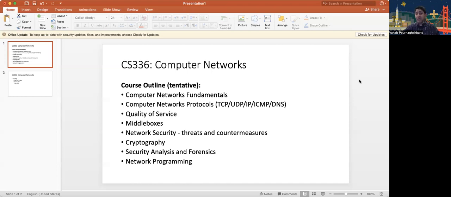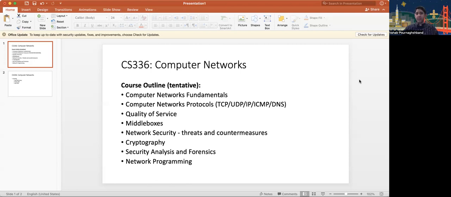There are other topics in computer networks that we will cover besides some of those fundamentals and protocols. One of those topics will be quality of service. We talk about how we could come up with various scheduling algorithms to preferentially treat some traffic over other traffic. We will talk about middleboxes, intermediaries that manipulate our traffic with or without our knowledge.